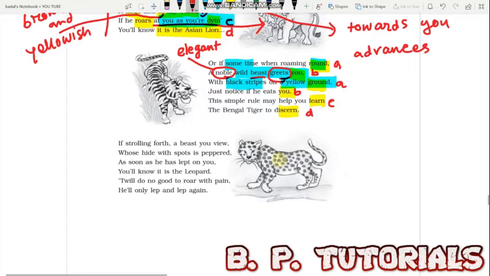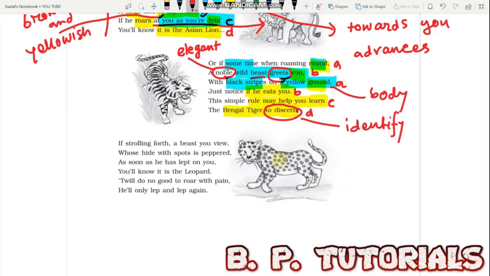What is ground here? It's not a ground actually. It talks about the body of that particular animal. If you find black stripes on the yellow body, just notice if he eats you. Again, this is a funny way of stating things. The poet says that just notice when he eats you, the simple rule may help you learn the Bengal tiger to discern. To discern is to identify or to distinguish. So you can identify a wild animal like the Bengal tiger.